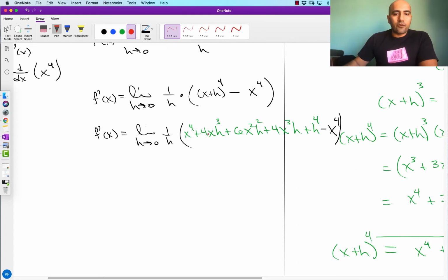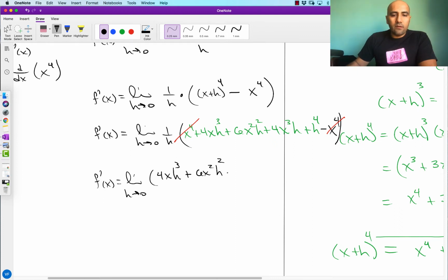And again, luckily, the first term and the last term will cancel. And these are the only survivors. So we get f prime of x is equal to the limit as h goes to 0 of 4xh to the third power plus 6x squared h squared plus 4x to the third h plus an h to the fourth power. Okay, again, all 4 of these terms have an h in common. Oops, there's a 1 over h out in front, I forgot the 1 over h.